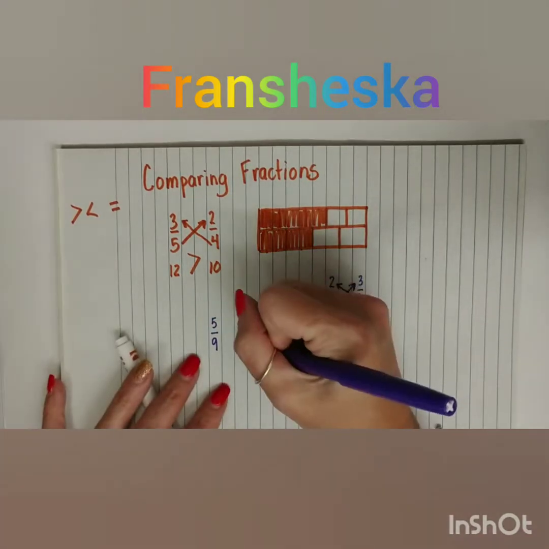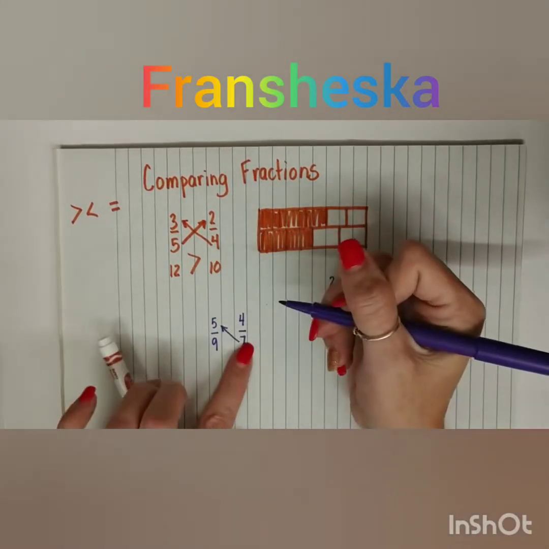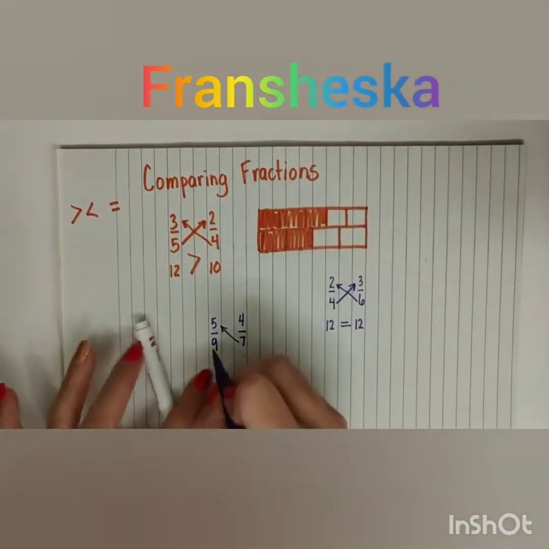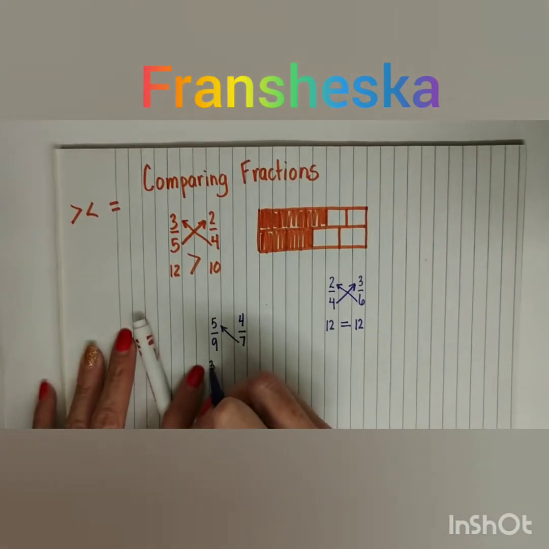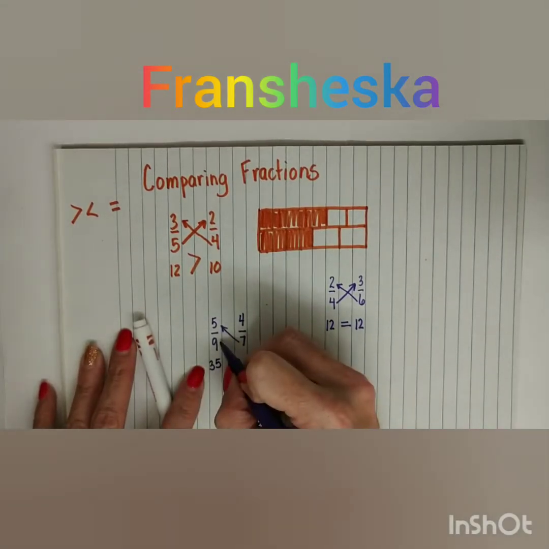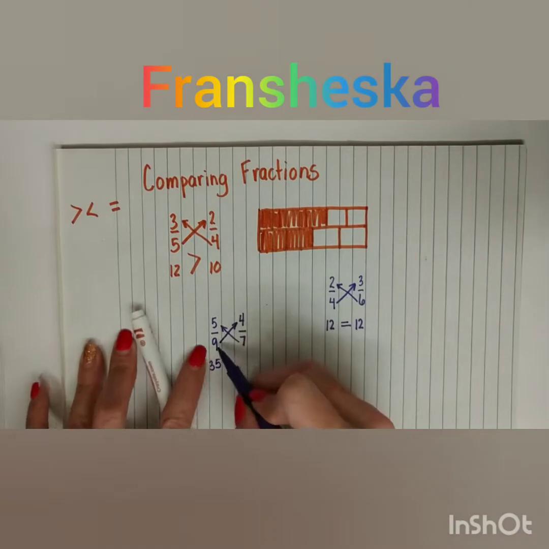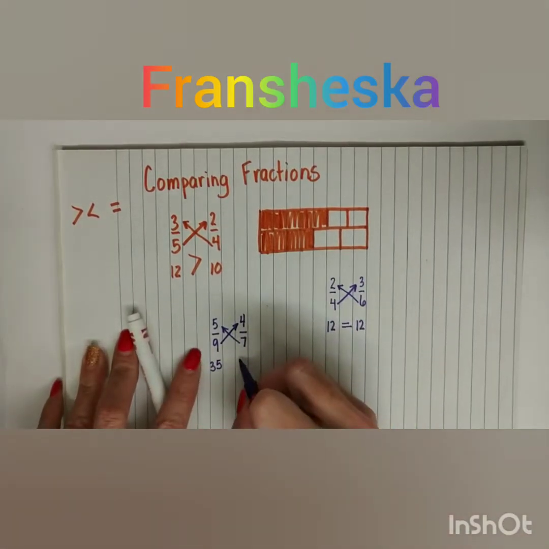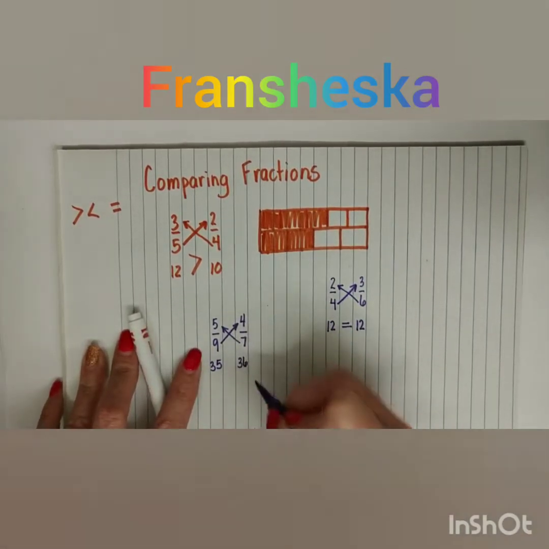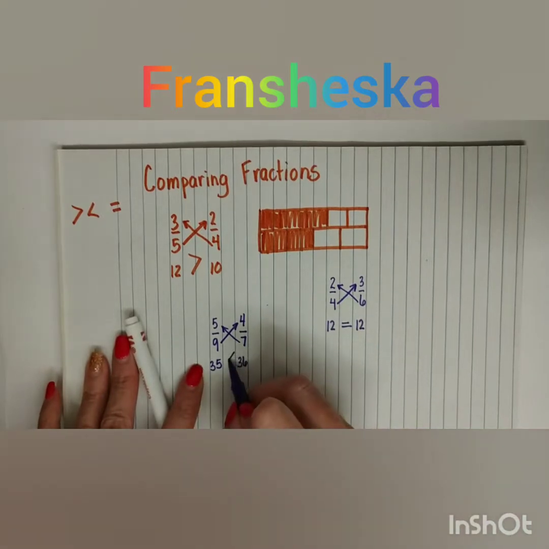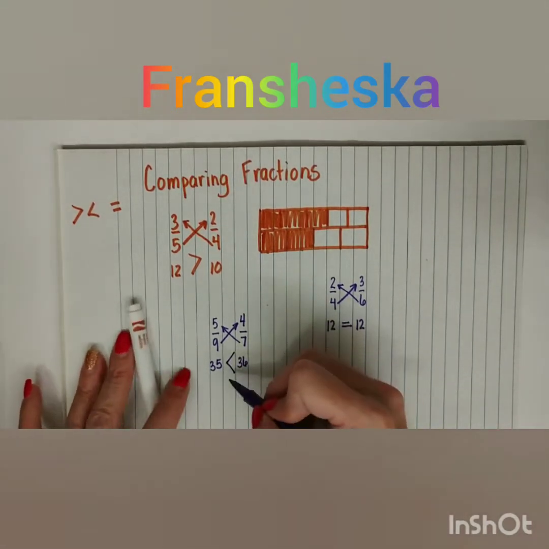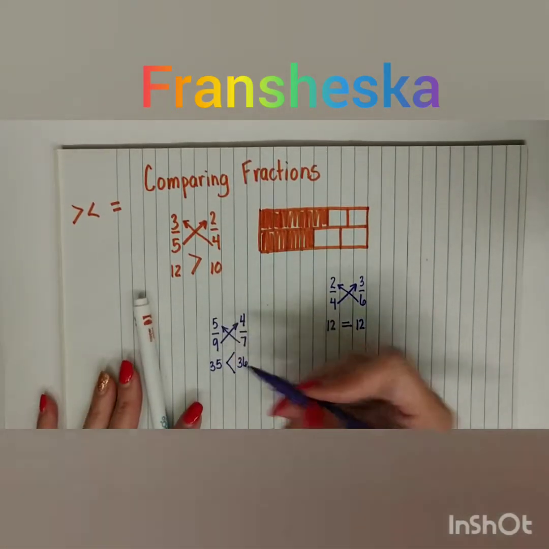All right, so 5 times 7, and underneath the numerator, 35. So wherever the arrow is pointing is where the numerator gets written. 9 times 4 is 36. 36 is greater than 35, so 4/7 is greater than 5/9.